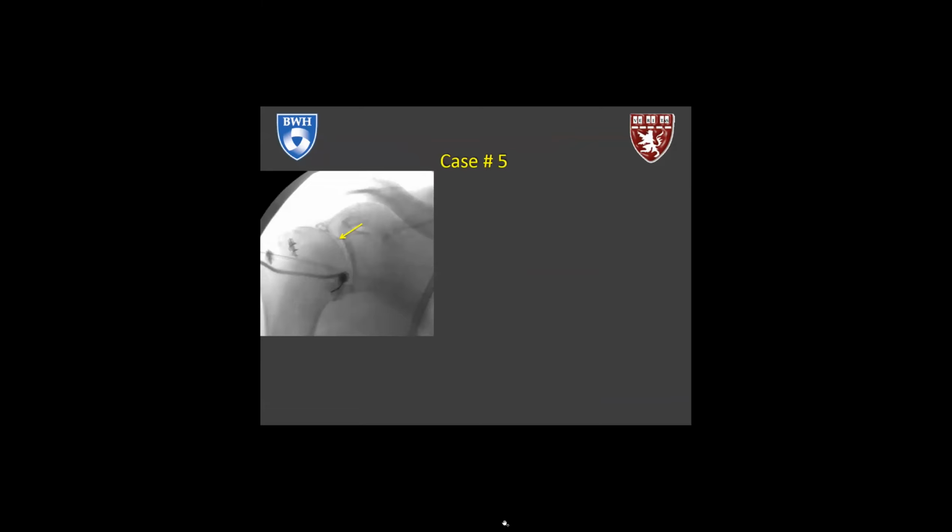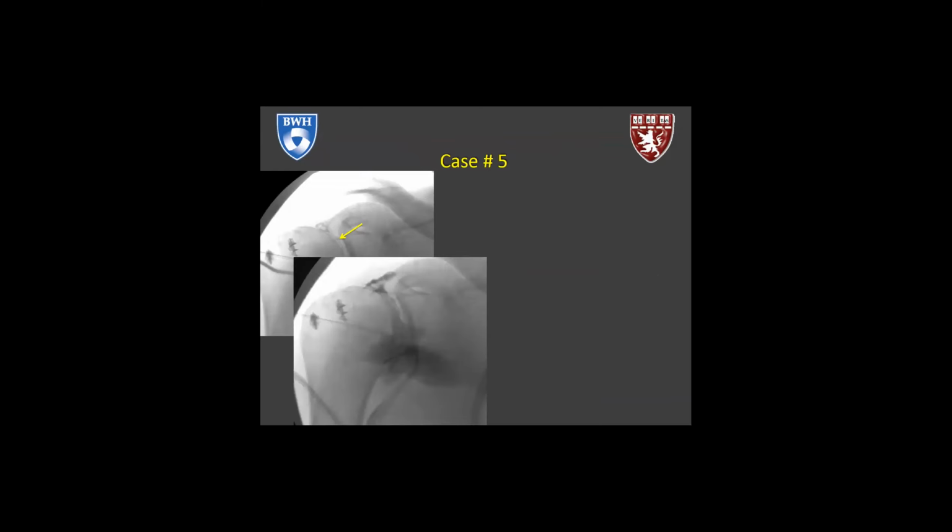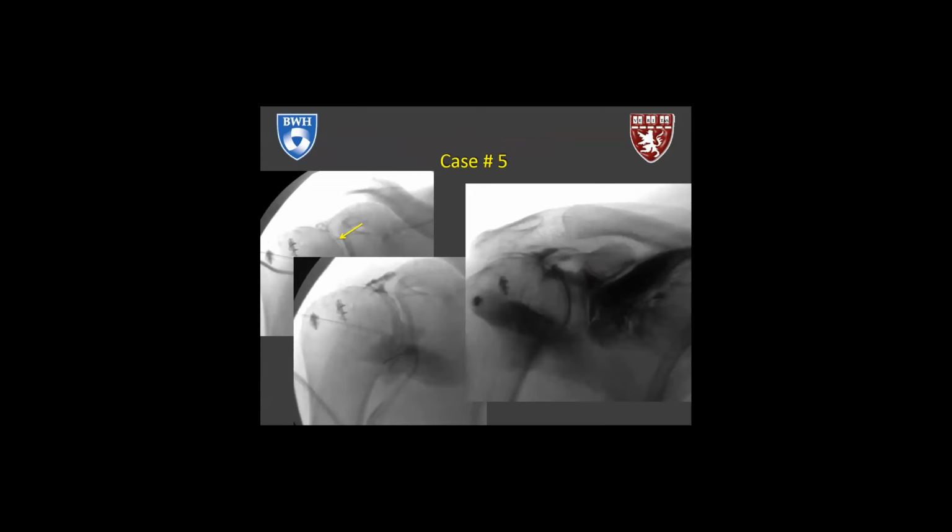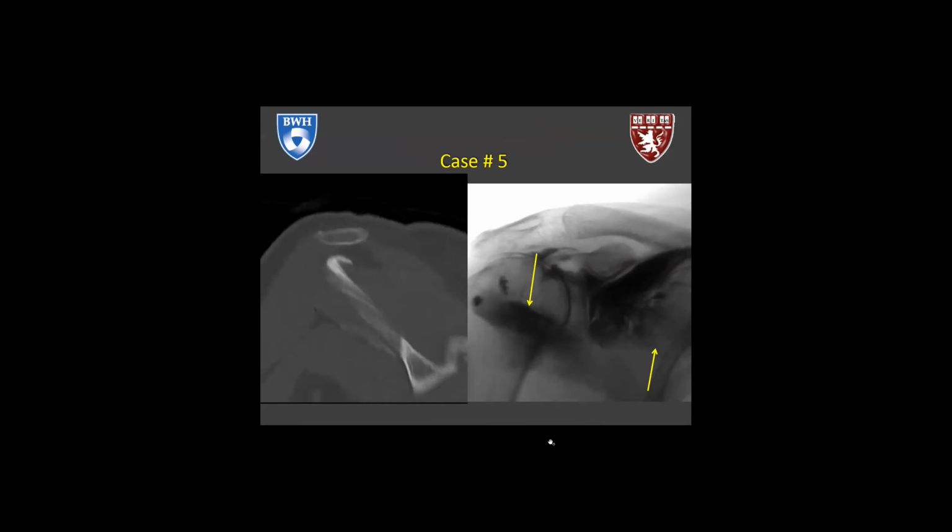So moving on to case 5. So we did a posterior approach here. Again, we have post-surgical change. We see there's the glenohumeral crescent here, so we're intra-articular. And as we inject contrast, again, we're seeing this linear sliver of contrast that doesn't look like it's conforming to the joint space, and a lot of it is seen more posteriorly here. So again, this is abnormal.